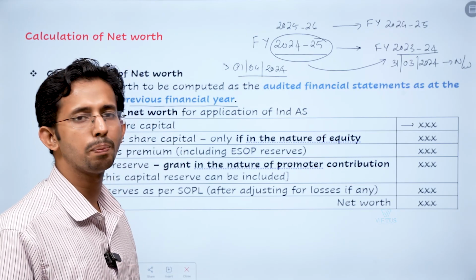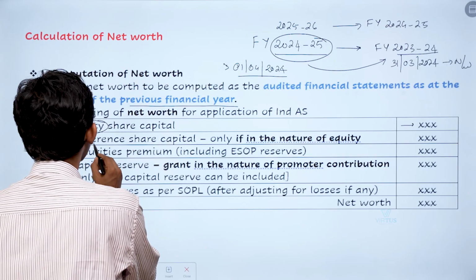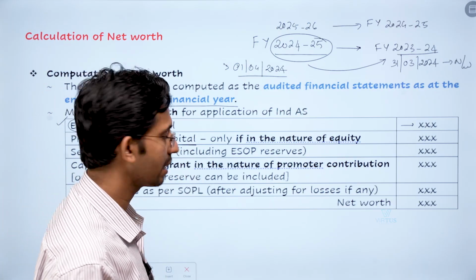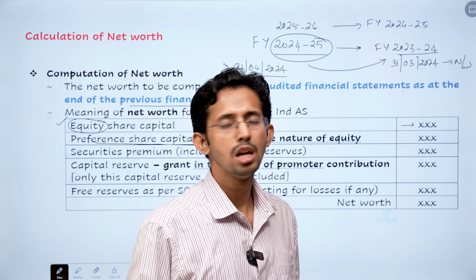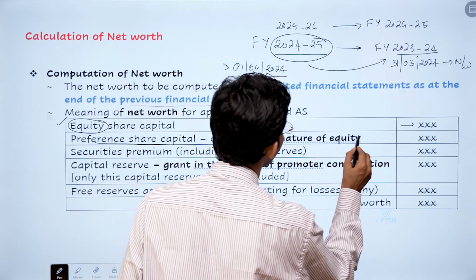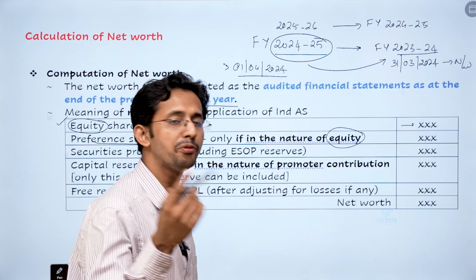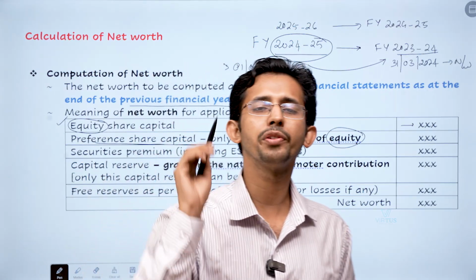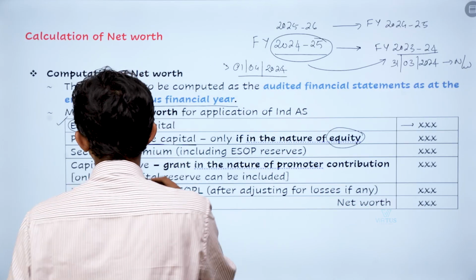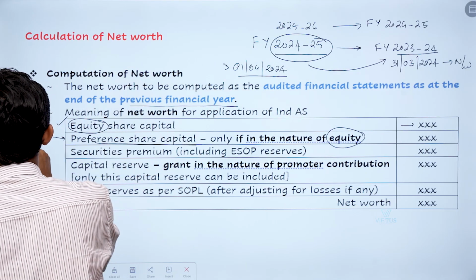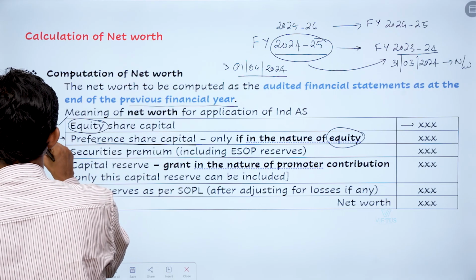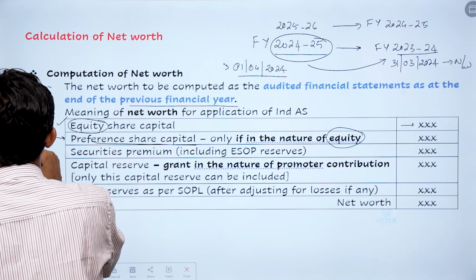Now, what is the next component? The next component is preference share capital. When you see preference share capital, there is a condition attached to it. You can take preference share capital only if it is in the nature of equity. What does it mean? When you learn about financial instruments, Ind AS 107 and 109, we will be learning about financial instruments in detail.